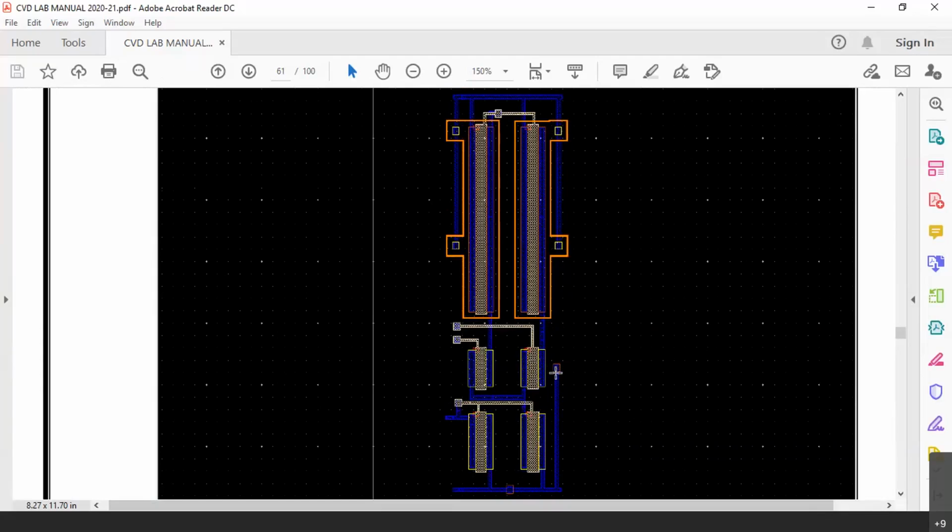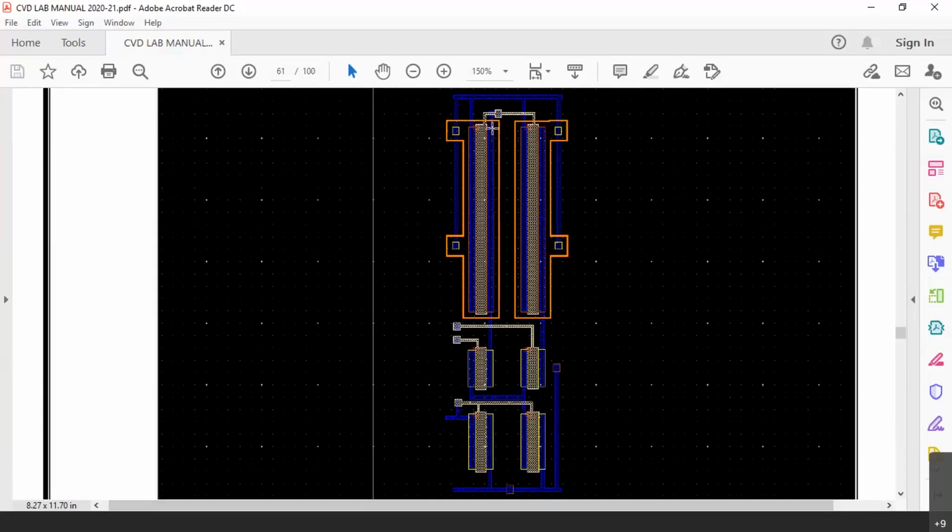The rule here is that for every 10 micron, there must be a via. But this gap does not increase 10 micron. You can put a scale also and you can find out. So one via is sufficient here, that is connected to VSS. And here also you can see one more via. This via is for these 2 transistors, this via is for these 2 biasing transistors.